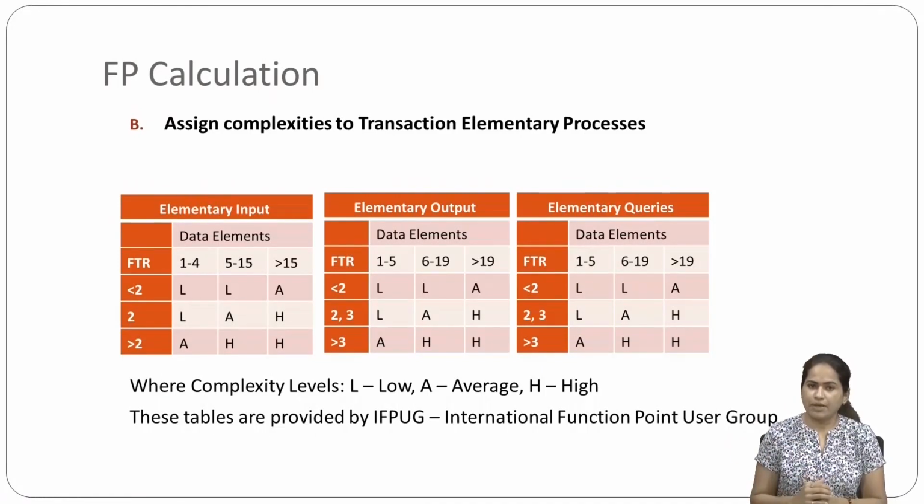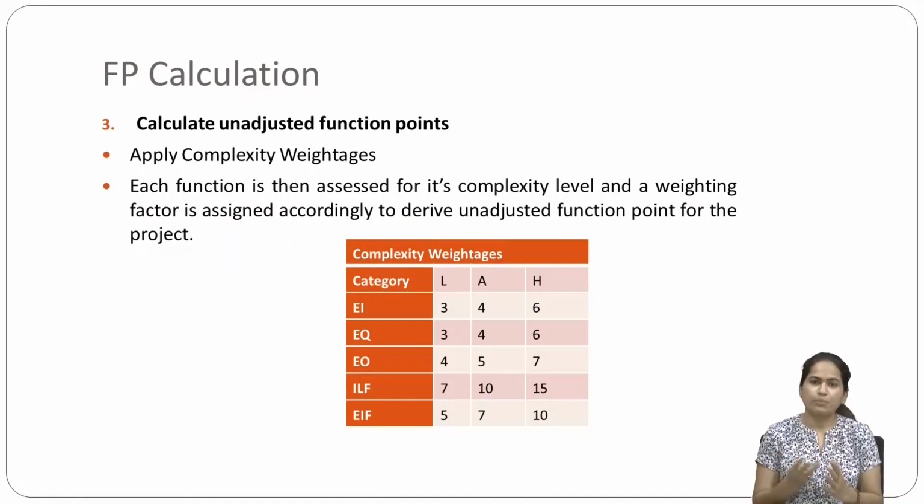For elementary queries, suppose your FTR is less than 2 and your data elements are 6 to 19, then it will have low complexity. Suppose for FTR greater than 3, you have data elements greater than 19, then you will have high complexity. So these are the complexities we have for EI, EO and EQ. Now moving to the third point, that is calculating unadjusted function points.